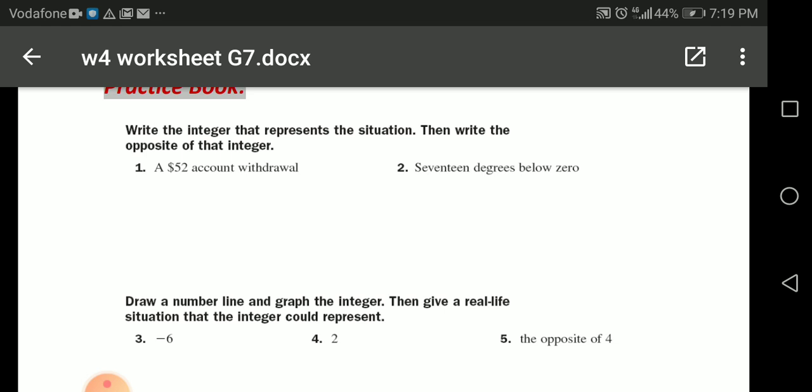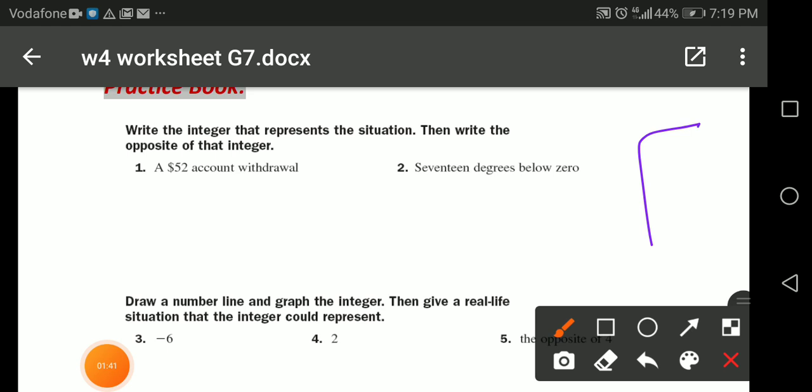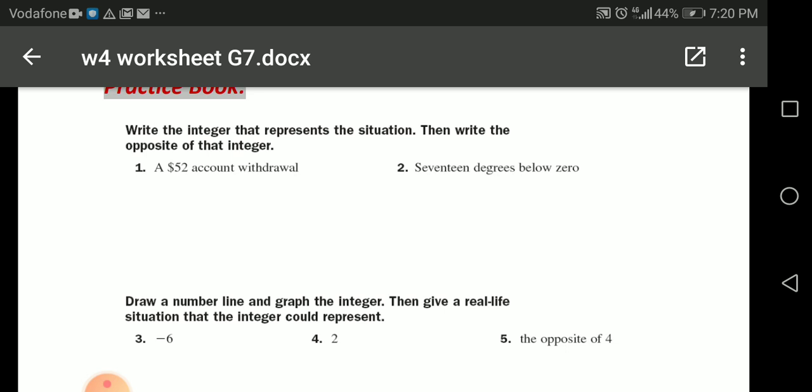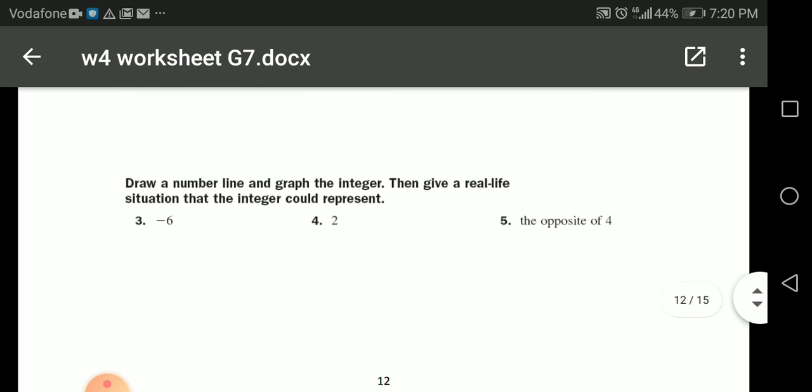If I ask you 17 degrees below 0, if I have a thermometer and I have the 0, below 0 is negative, above 0 is positive. So it would be negative 17, and the opposite, just 17. So negative 17 will be the answer.